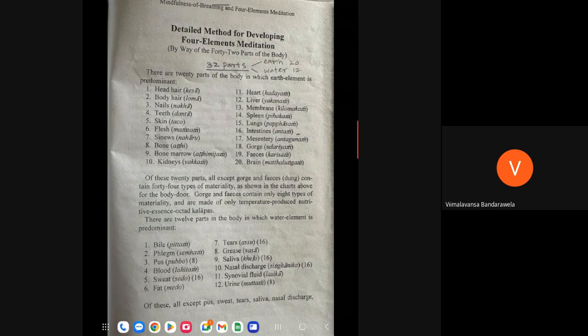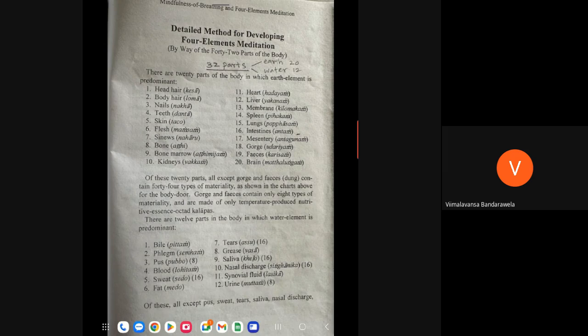Now here 32 parts are mentioned. The detailed method we are going to cover next day. And then these 32 parts mean you have earth element predominant 20 types of materiality, and water element predominant 12 types of materiality. So those are the materialities, or we can say parts, right? Earth element predominant 20 parts, and then water element predominant 12 parts. So altogether you have 32 parts.